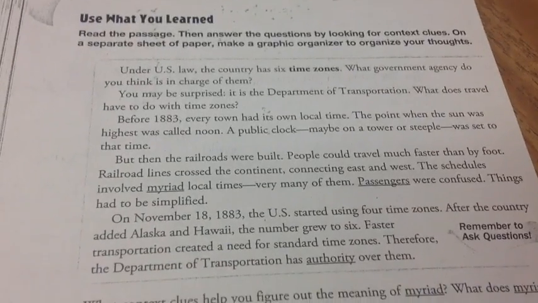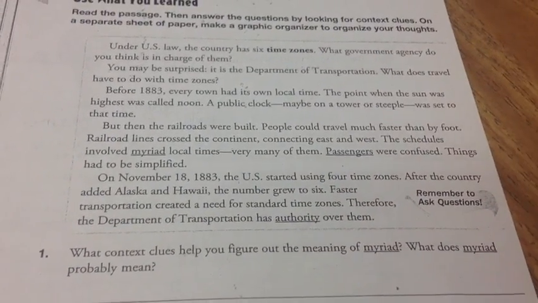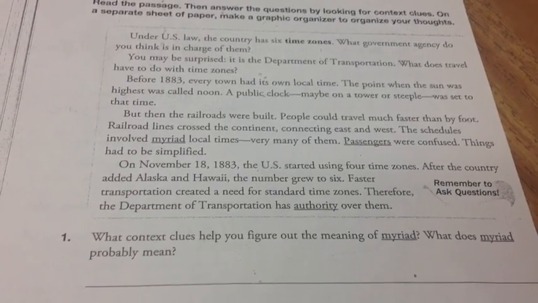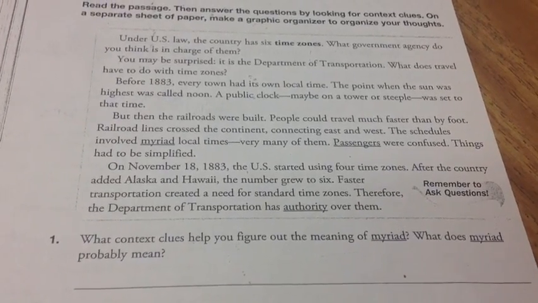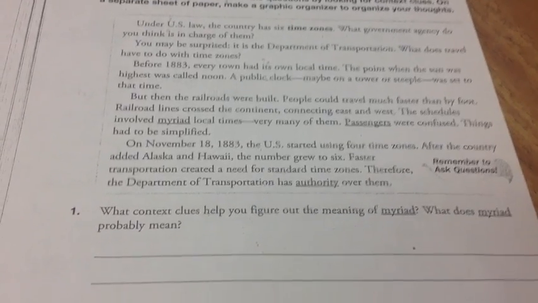Let's go ahead and look at the passage first, and then we'll look at the questions. It says, under U.S. law, the country has 6 time zones. What government agency do you think is in charge of them? You might be surprised. It is the Department of Transportation. What does travel have to do with time zones?